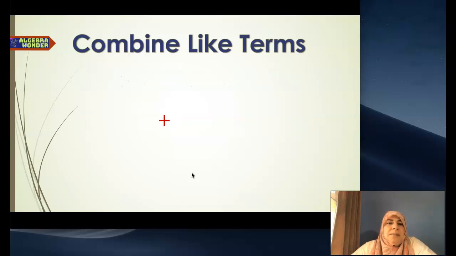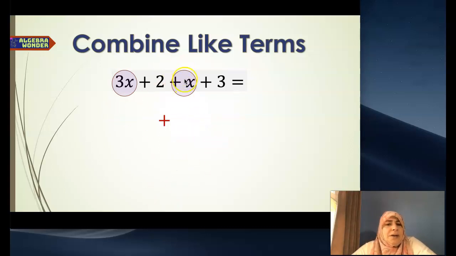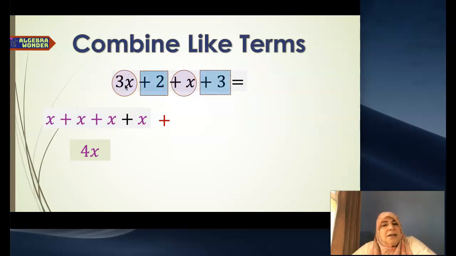Let's see an example. How can we combine 3x plus 2 plus x plus 3? First you look for the like terms. I have 3x and 1x. We usually hide the 1 here, like when you say chair, you mean 1 chair. Same thing, 1x here is just x. So 3x and another x is 4x. They have the same variable x, same power. Then we have 2, which is a constant, and another 3, a constant. So 2 ones and 3 ones is 5 ones. That's it. Now it's 4x plus 5. That's how you combine them.